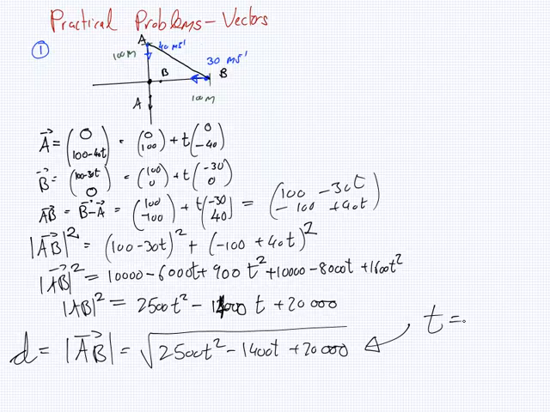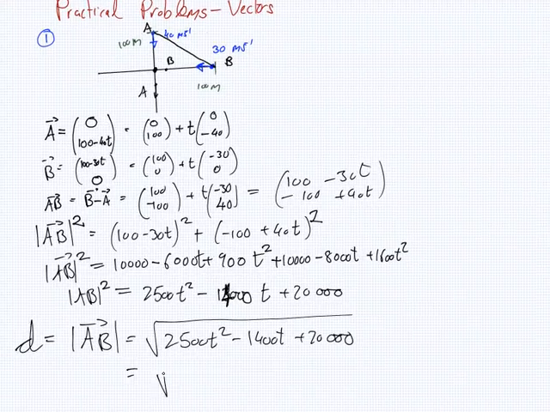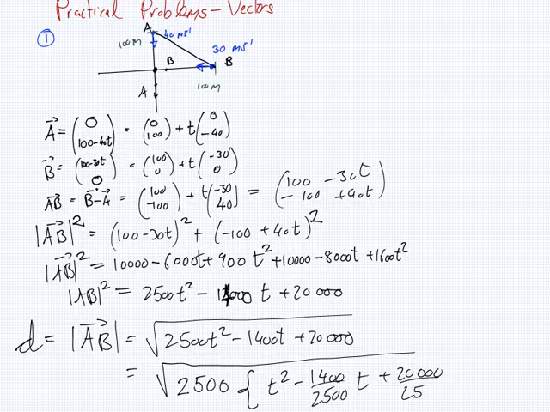141.40. Okay, but we don't want this, we want the shortest distance. Now, what I'm going to do is complete the square. I take the 2500 out. So this is t squared minus 1400 over 2500 t plus 20,000 over 2500.